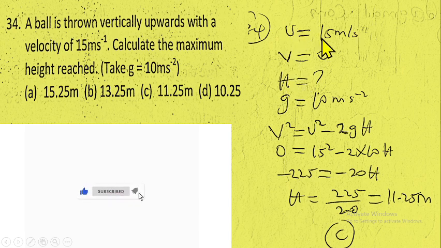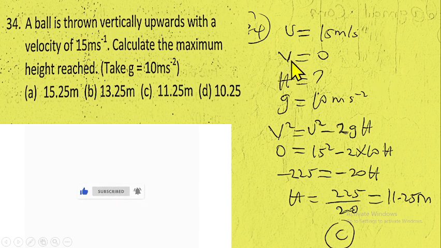So we know that the initial velocity given is 15 meters per second. Then the ball is thrown upward. So when it reaches the maximum height, it will stop momentarily.